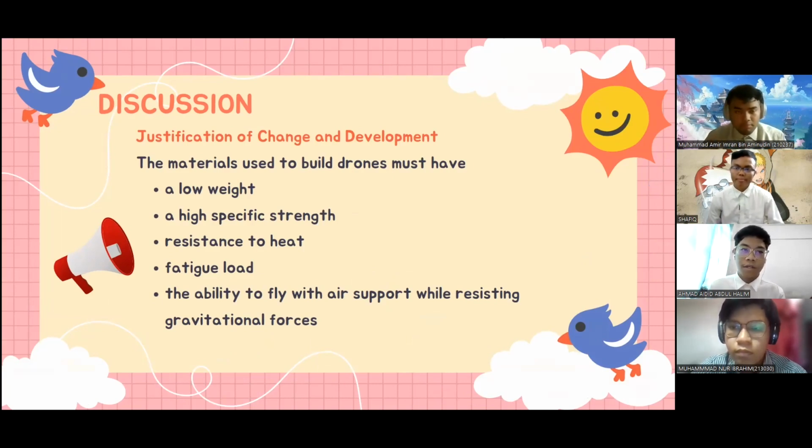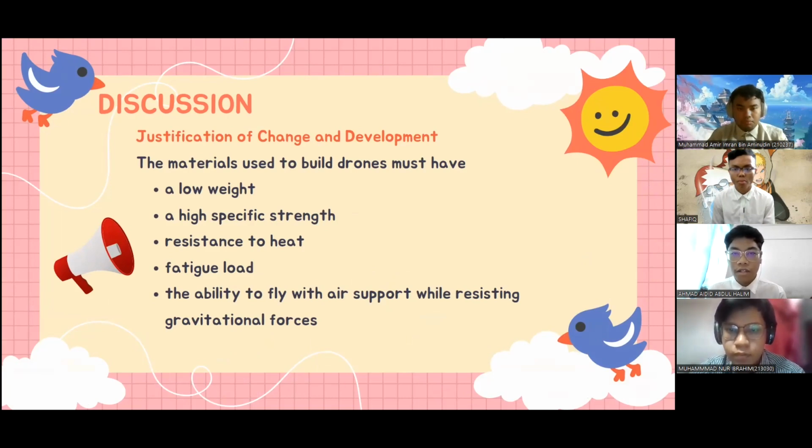Okay, now I'll talk about the justification of why we made some changes and development of this design and material. The material used to build this drone must have a low weight, high specific strength, resistance to heat, fatigue to load, cracking and corrosion, and the ability to fly with air support while resisting gravitational forces.